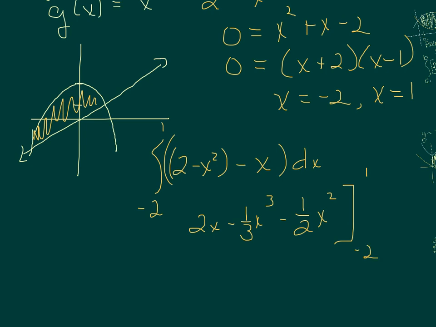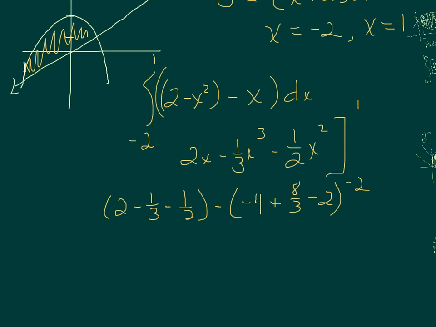So what do you get when you plug in a 1? 2 minus 1/3 minus 1/2. Then plug in -2: minus 4 plus 8/3 minus 2. The 2's cancel out. It would still be -2.